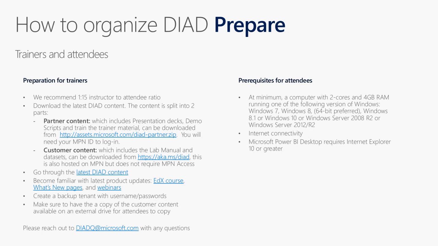The second thing is you need to become familiar with the latest product updates. As I mentioned, the product updates every month. So the easiest way to do this is to either go through our edX course that we release every month, check the What's New pages, as well as watch the webinar that we release every month with every release of the desktop and with the What's New pages on the service.